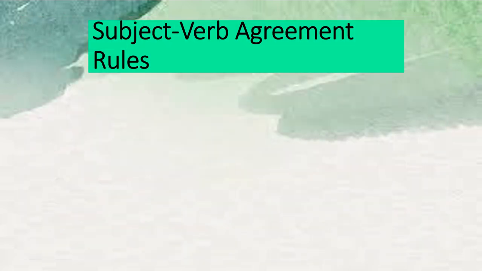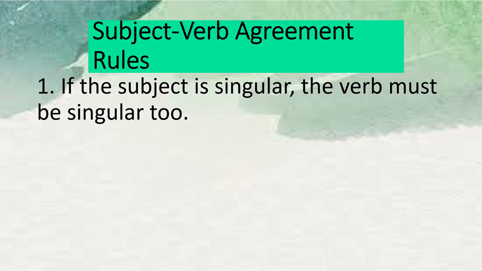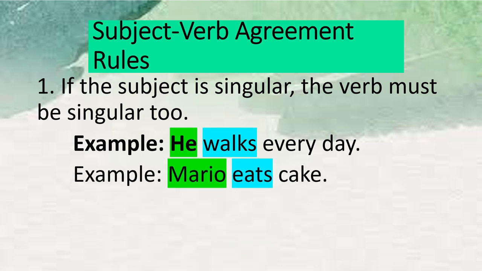Let us go through some of the subject-verb agreement rules. Number one, if the subject is singular, the verb must be singular too. Look at examples. He walks every day. He is the subject and it is singular, thus it needs a singular verb, which is walks.